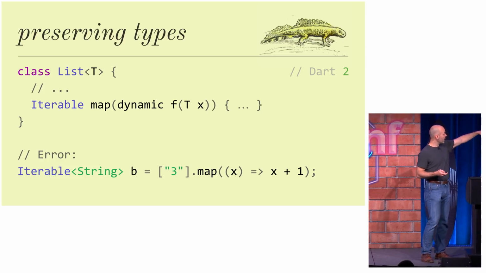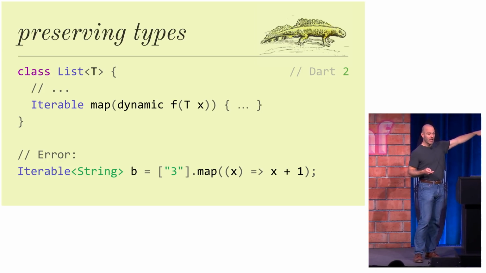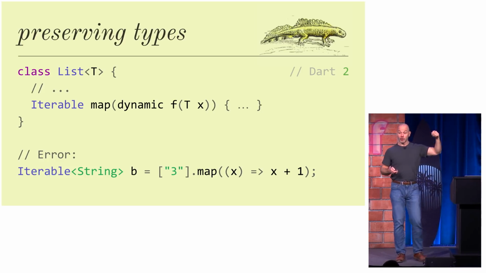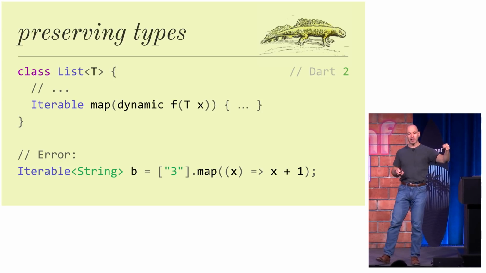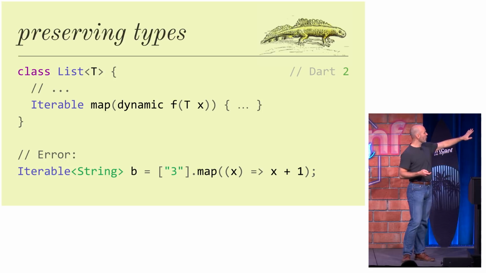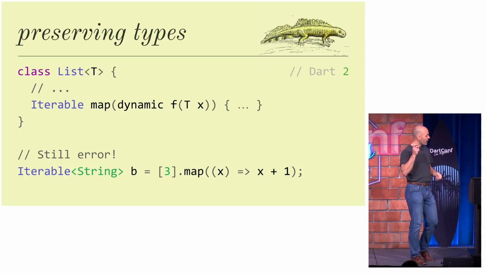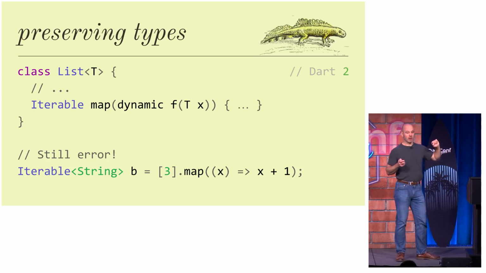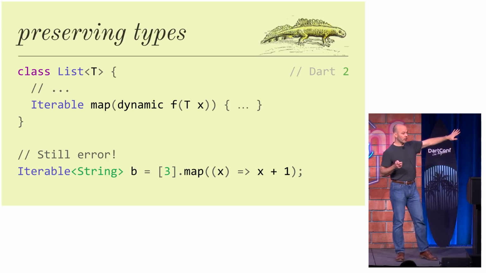So in Dart 2, we added type inference so that the variable x in the callback no longer is interpreted as dynamic. It is now inferred to have type string, and we're able to give you an error here telling you, hey, this is not a good idea. You don't want to add 1 to a string, and you can fix your code. The problem is, this is still an error. This is still bad code in Dart 2.